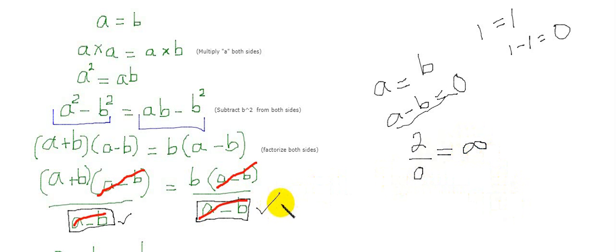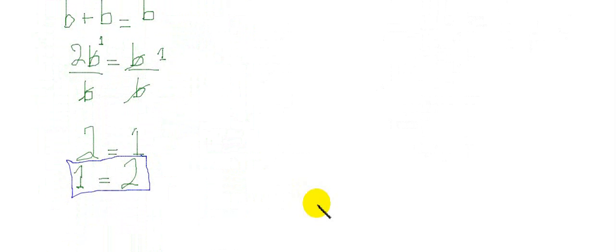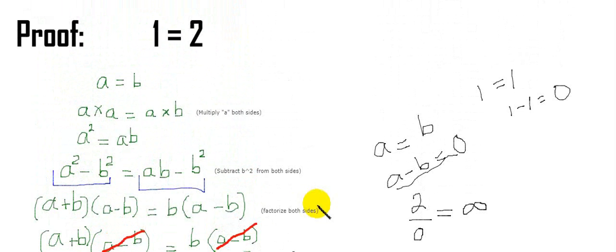So here in this step there is a violation of mathematical rules. That's why in infinity anything can happen. Anything can happen means that 1 can be equal to 2 or something else can happen. So we proved that 1 is not equal to 2 actually, but in infinity it can.